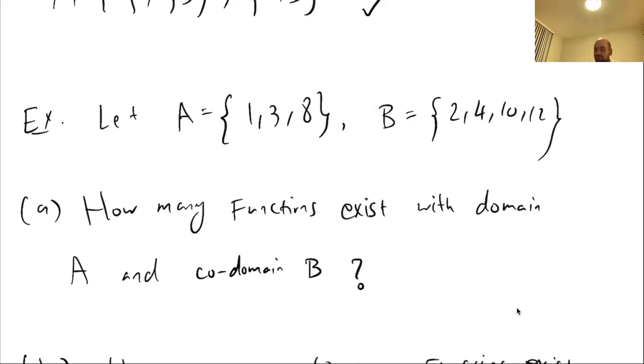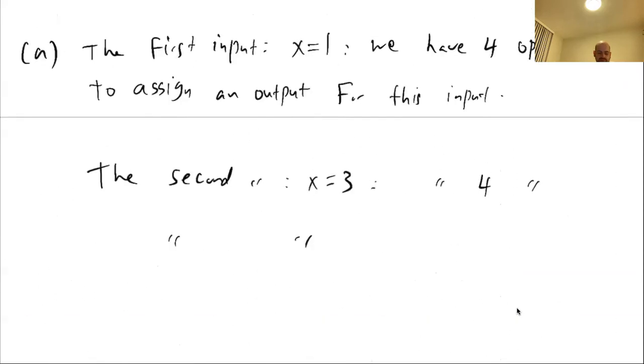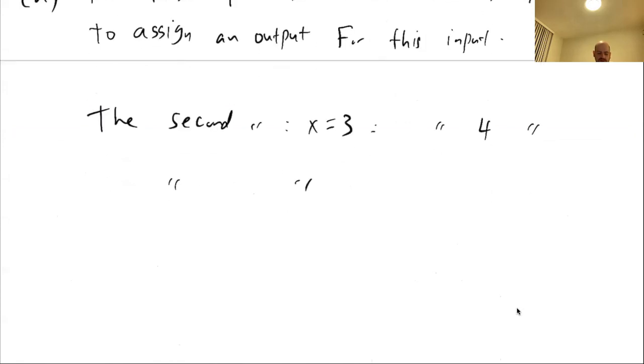If you want to have a one-to-one function and 2 has been already used, then you cannot choose 2 anymore. But if you do not have to have a one-to-one function, you just want to have a function, 2 has been chosen once, you can also choose it a second time, even a third time, that's okay. So the first input, we have 4 options to assign an output for this input. Again, for the second input, same thing, 4 options.